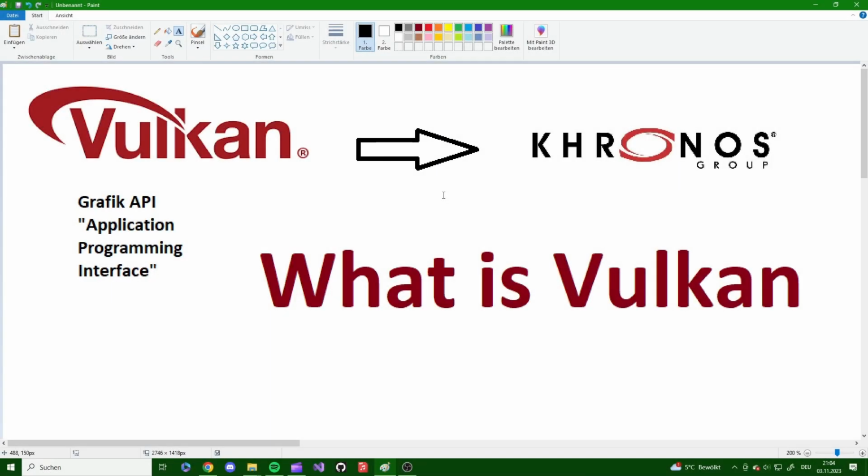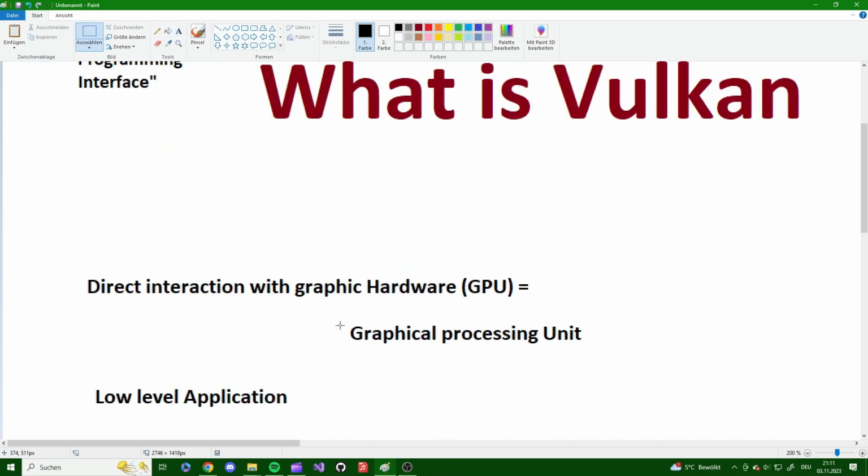And now, what is Vulkan? Vulkan is an API made by Khronos Group. Khronos Group has made many more APIs for other topics, but for now we are only using Vulkan, our graphical application programming interface, for this example. And now I have some other topics.